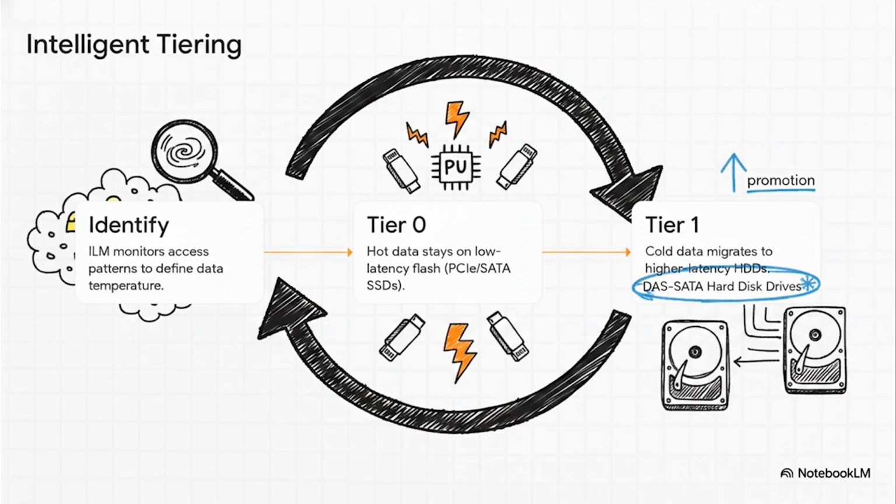Step 3, when that data goes cold, meaning nobody's touched it in a while, ILM physically migrates it down to Tier 1, which consists of your high-capacity, higher latency DAS SATA hard disk drives. And if that cold data is suddenly needed again, boom, it gets promoted right back up to the flash tier.